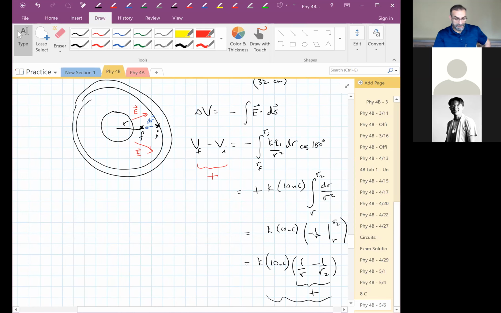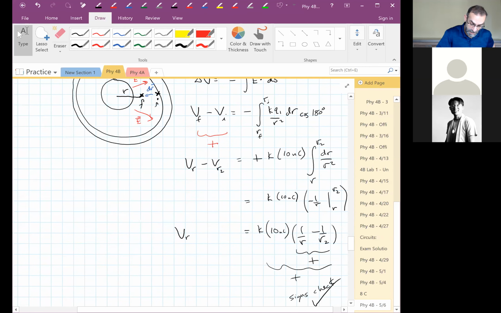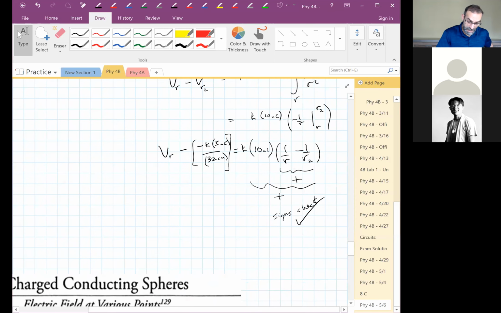And what is the left side? The left side, V final, is just V at any r. And V initial is V at r2. And what is V at r2? It's right here. Negative k, 5 nano over 32 centimeters. Okay, now I can bring that to the other side.